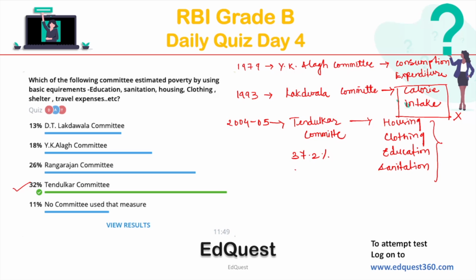And this number was much bigger than the poverty estimated by earlier committees, which was near about 28.3% by the Lakdawala committee approach. So, after the Tendulkar committee report, this poverty estimation by the calorie intake method was revisited. So, since then, this estimation of poverty based on calorie intake is very controversial.